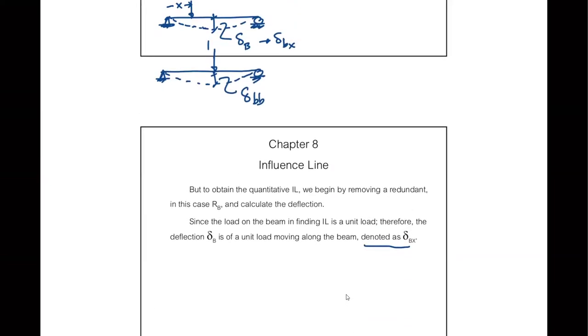And one more thing I'd like to tell you is that, from this nomenclature, if I have the beam and I apply, let's say the load is at B. Oops, sorry. If the unit load is at B, let's say this is point B.